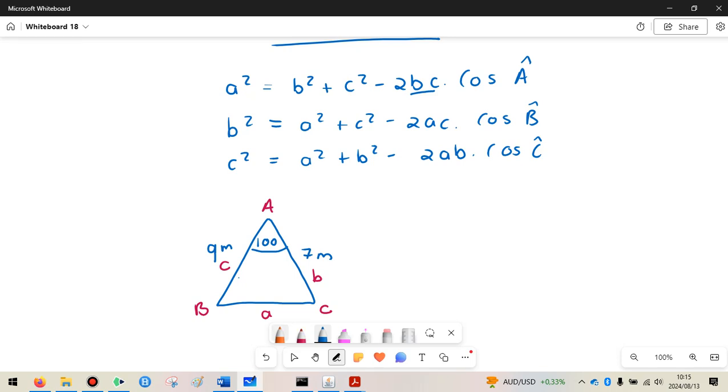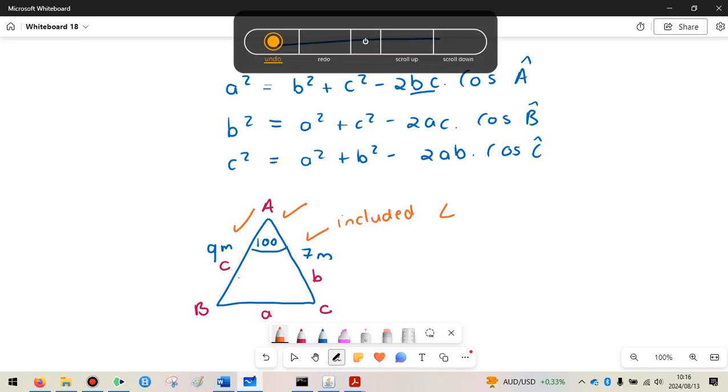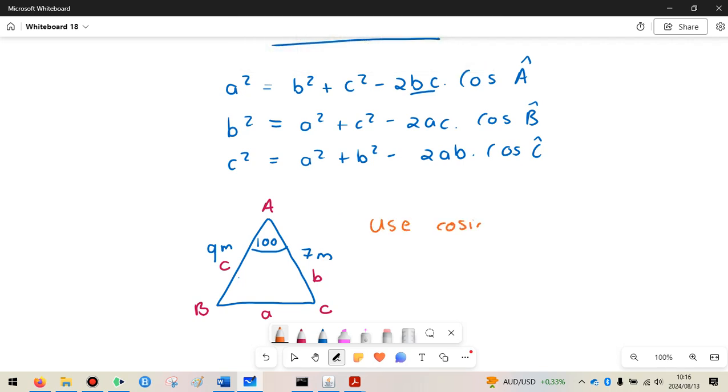When that happens, you actually end up having what you call an included angle. What does that mean? It means you have a side, the angle, and a side. So you have the angle in between the two known sides. That's called an included angle. And when you have an included angle, that's when you use cosine rule. So let's write that out very clearly: use cosine rule when you have an included angle.